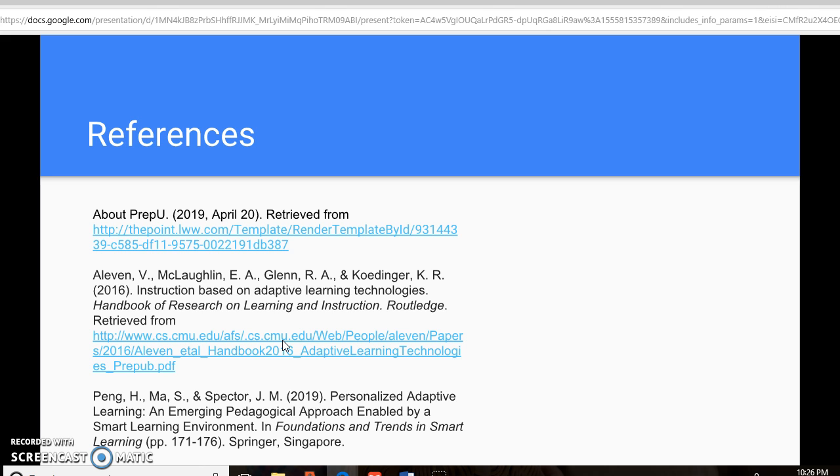There's some more information available online. A number of different authors have looked at adaptive learning technologies and how they can improve student outcomes.